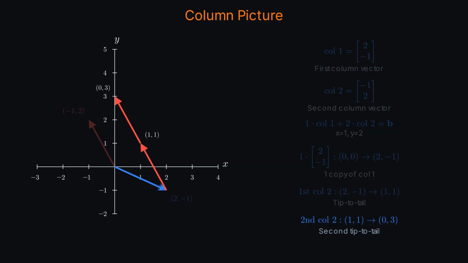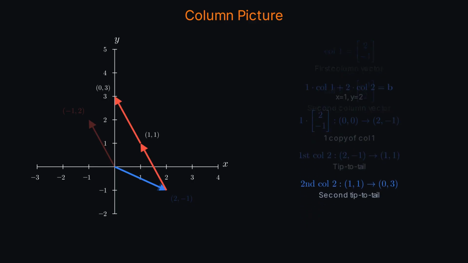2 copies of column 2 give us (-2, 4) total. So from the tip at (2, -1), we added (-2, 4). 2 plus -2 is 0. -1 plus 4 is 3. The tip lands at (0, 3).